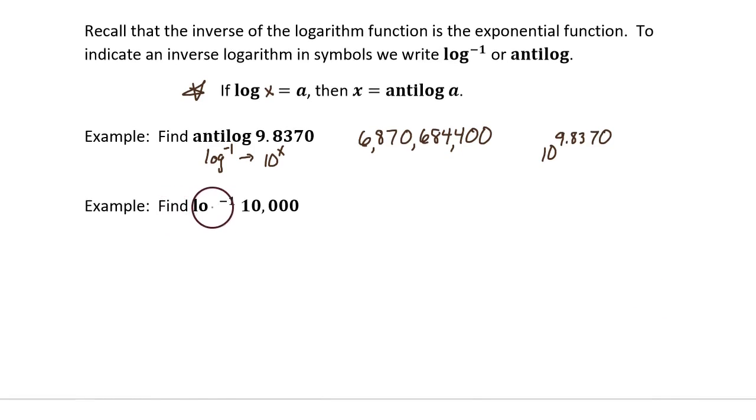Next example. Unfortunately, I see a blank spot in my video. I think that just says log. Hopefully your paper's fine. Find log inverse of 10,000. If we try to do that on the calculator by using the 10 to the x key and then putting in 10,000 as the exponent, this is going to make an error. Our calculator cannot find a value that large. But we can still write the answer out. The inverse log of 10,000 is 10 to the 10,000 power.